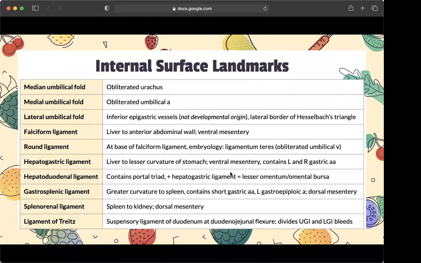Comprise the, what do you call it? The lesser omentum is the word that I meant. I don't know what I was looking for.